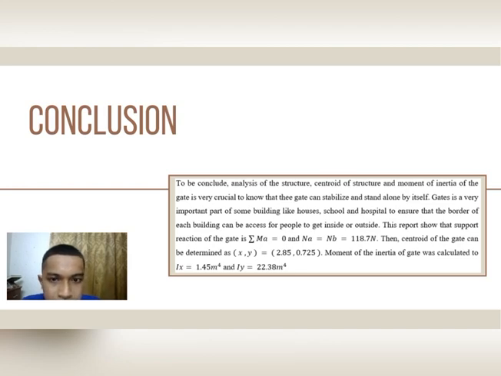This report shows that the support reaction of the gate is MA equal to 0 and NA equal to NB equal to 118.7 Newton. Then, centroid of the gate can be determined as X, Y equal to 2.85, 0.725. Moment of inertia of the gate was calculated to be Ix equal to 1.45 meter to the power of 4 and the Iy equal to 22.38 meter to the power of 4.